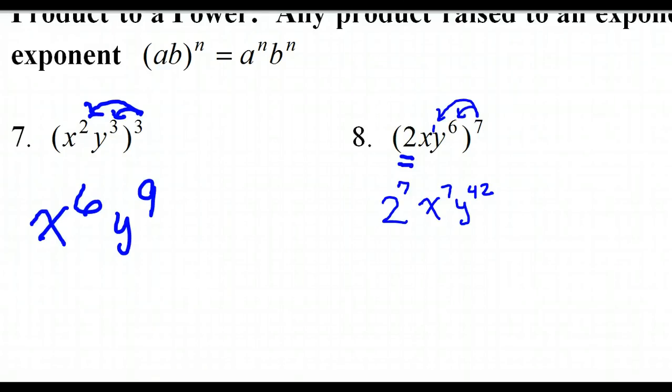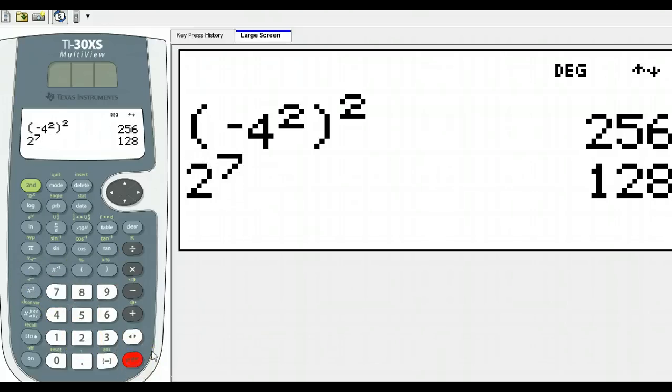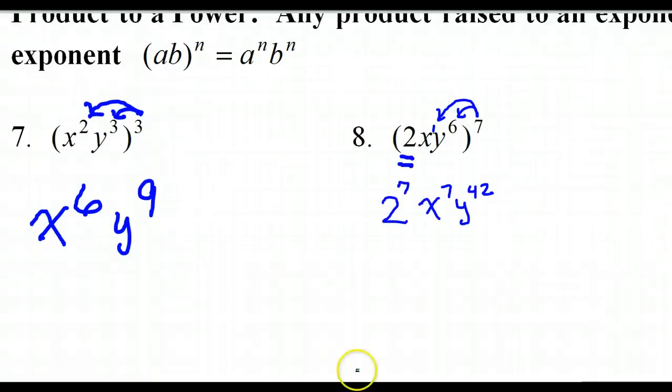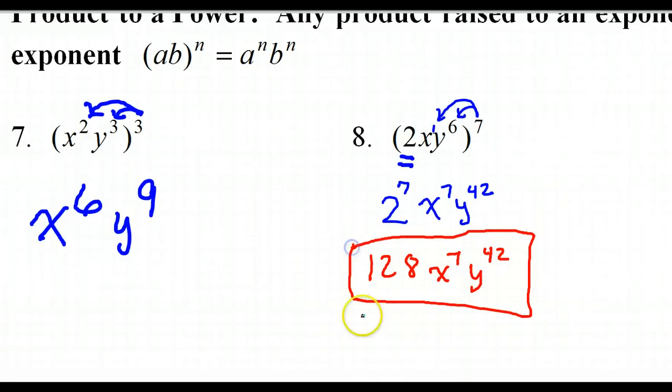All right, so let's go ahead and get an answer for that. So 2 to the 7th power is 128. So I would go ahead and put 128 x to the 7th power, y to the 42 power. Kabam!